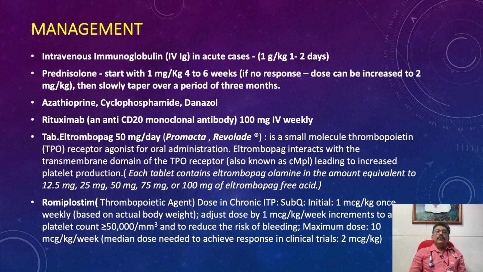Eltrombopag is another important drug. It improves the production of platelets from the bone marrow. So that increases the production from the bone marrow. So whenever there is a peripheral destruction, to improve the production, it can be started. Eltrombopag, 50 milligram per day. Another drug which is similar to eltrombopag is romiplostim. So that also can be given. That is given as injections.